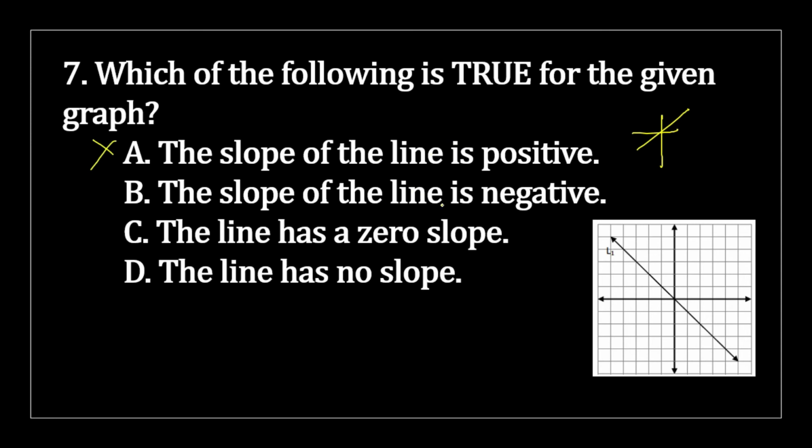The slope of the line is negative. So this is negative. So this is correct. The slope of the line is 0. Not correct, because if it is 0, it should be horizontal. And there's no slope of the line. So this is also incorrect. So the correct answer is letter B.